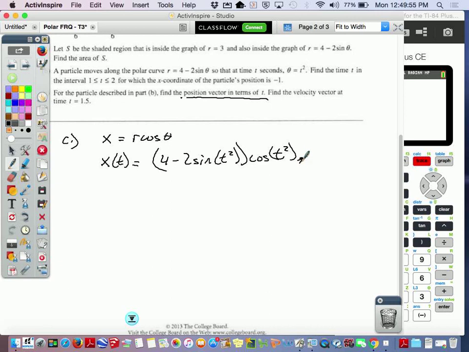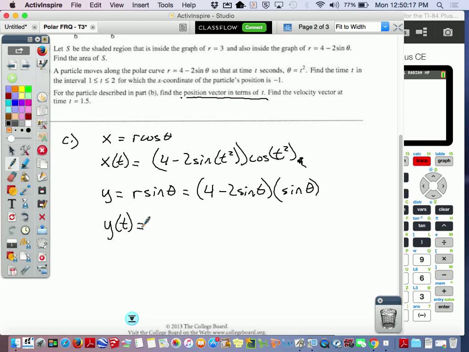And now we need to do the same thing for y. So I'm going to use my y equation, which is r sine theta, which would give me 4 minus 2 sine theta times sine theta. But now I'm just going to rewrite it in terms of t by plugging t squared in for theta. And again, that's going back to this, that theta is equal to t squared. So we get 4 minus 2 sine of t squared times sine of t squared.